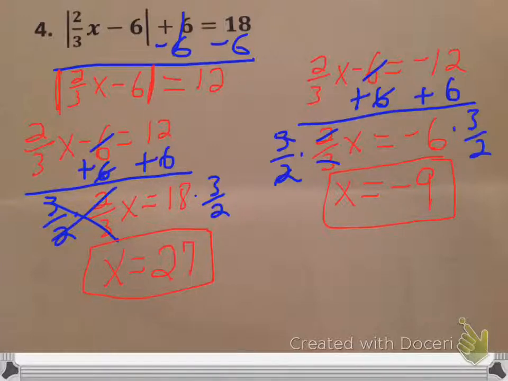So check them back in. 27 times 2 is going to be 54. 54 divided by 3 is 18. 18 minus 6 is 12. Absolute value of 12 is 12. 12 plus 6 is 18. So that one works. Same thing on the negative 9. Negative 9 times 2 is negative 18. Negative 18 divided by 3 is negative 6. Negative 6 minus 6 is a negative 12. Absolute value of negative 12 is a positive 12. So then we have 12 plus 6 gives us 18. So both 27 and negative 9 are good solutions.